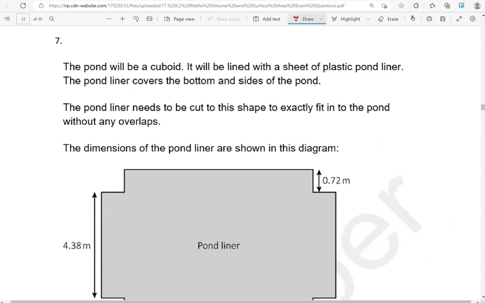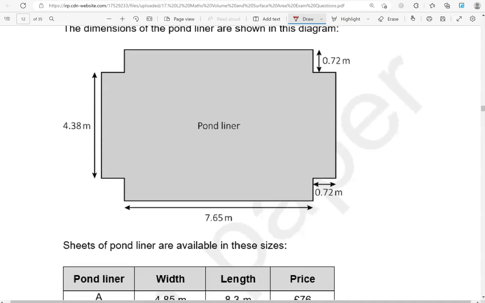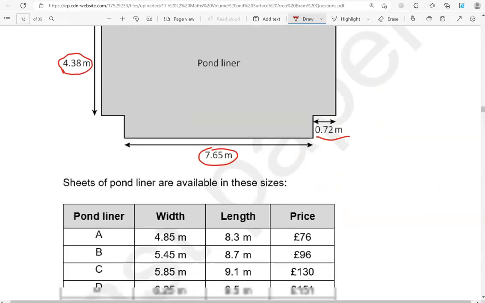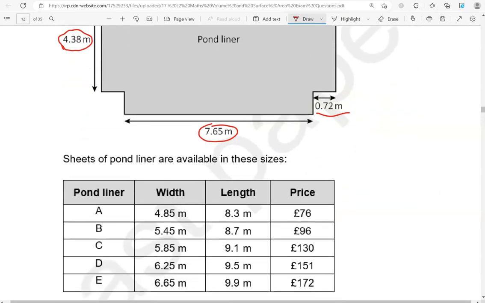The pond will be a cuboid. It will be lined with a sheet of plastic pond liner. The pond liner covers the bottom and sides of the pond. The pond liner needs to be cut to this shape to exactly fit into the pond without any overlaps. The dimensions of the pond liner are shown in this diagram. So we've got 7.65 meters by 4.38 meters and depth 0.72 meters.